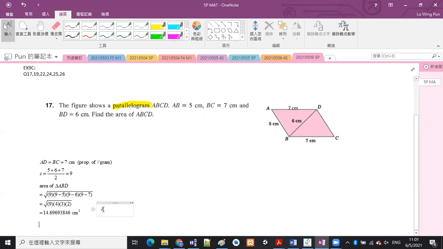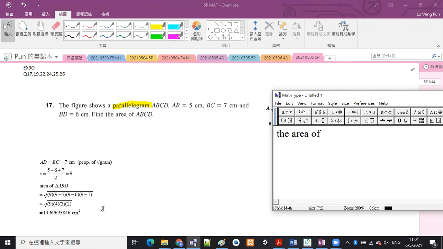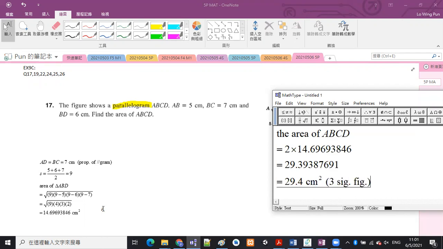But finally, actually, we just need one more step, right? The area of the parallelogram, the area of ABCD, is equal to 2 times this number. Just multiply the answer by 2, and you'll get 29.39 something. As this will be the final answer, you need to correct the answer to 3 significant figures. So it should be 29.4, and the unit is cm squared. So this is 3 significant figures.